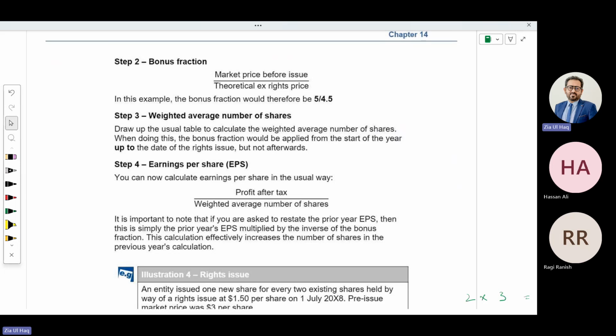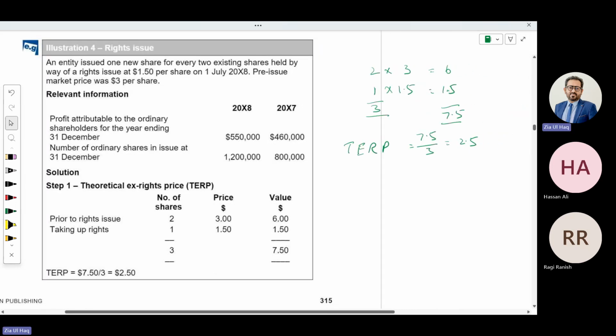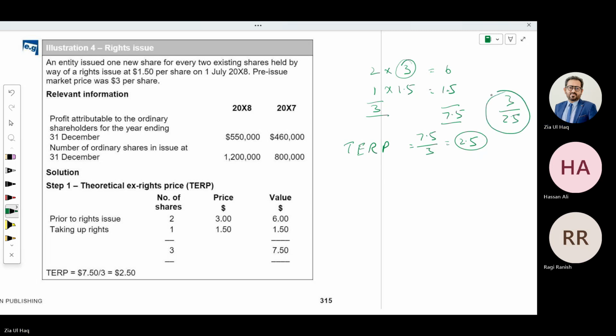In this case, the EPS formula will remain the same: profit after tax divided by weighted average number of shares. But we need to calculate this weighted average number of shares. We need to calculate a bonus fraction as well. What is the bonus fraction? Market price divided by theoretical ex-right price. In this example, can you calculate the bonus fraction? What is the market price? 3, divided by theoretical ex-right price, 2.5. So 3/2.5. This is the bonus fraction.